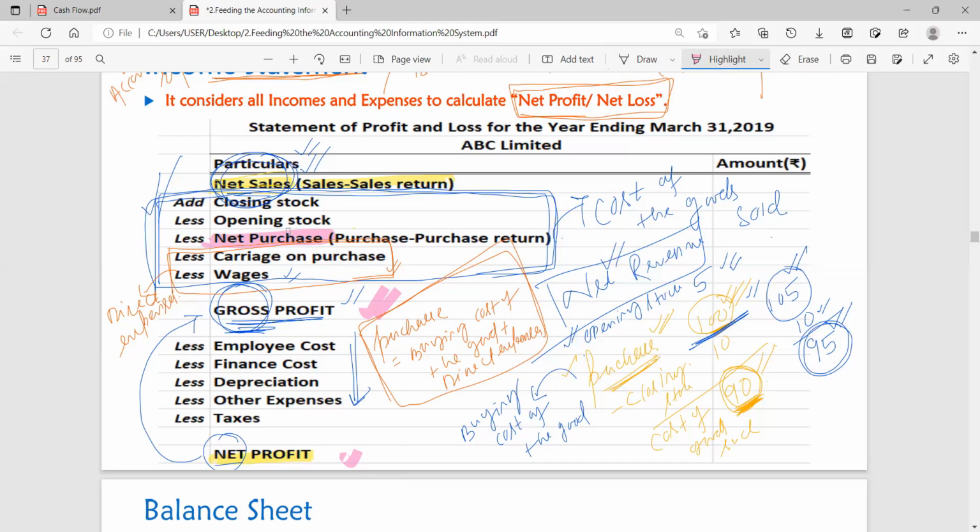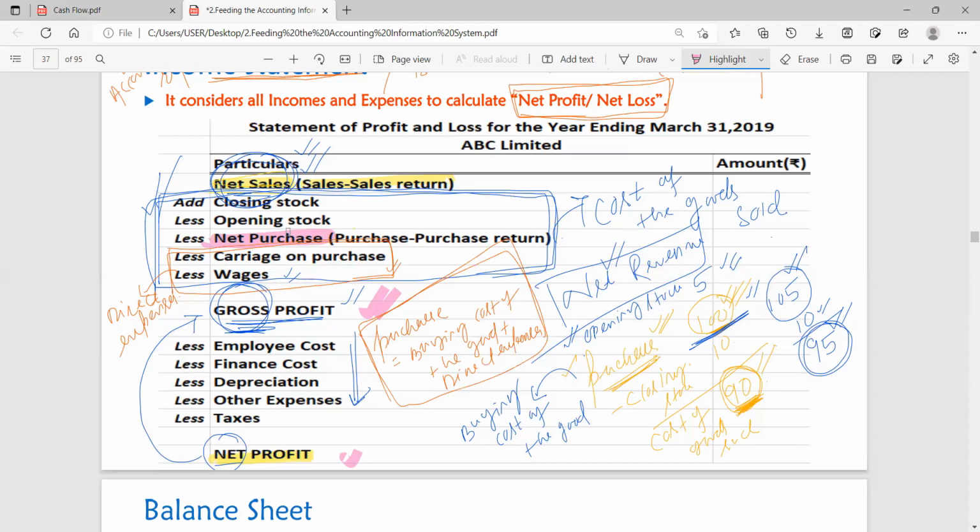Because when we purchase, if goods are not up to the mark or our expectations, or they're damaged or defective, we return them to the supplier. So our purchase is basically the net purchase, and here I take the net purchase and I have added the other direct costs with regard to the purchase. So here my purchase is not including the direct expenses. I took in the purchase only the buying cost of the goods and separately added the direct expenses.